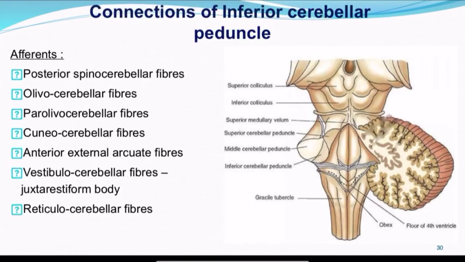Coming to connections of inferior cerebellar peduncle, the tracts that are passing as afferents through the inferior cerebellar peduncle are posterior spinocerebellar fibers, olivocerebellar fibers, parolivocerebellar fibers, cuneocerebellar fibers, anterior external arcuate fibers, vestibulocerebellar fibers which form the juxtarestiform body, reticulocerebellar fibers. I am only mentioning the name of fibers because each of these tracts will be taught in physiology.